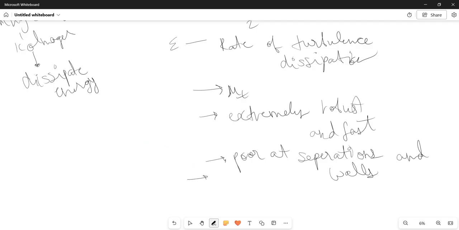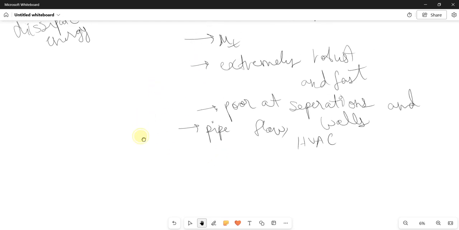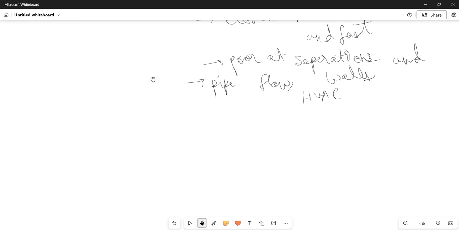You can just use this for pipe flow or HVAC. HVAC is the cooling systems and heat exchangers. Here, the boundary or the walls don't matter, and there's not much flow separation or boundary layer separation. So you can use the K epsilon model there. Now, under K epsilon, you have the standard which we looked at just now. Then you have K epsilon RNG.